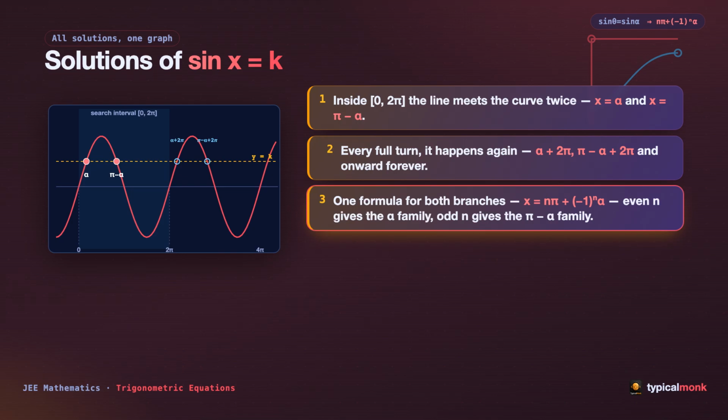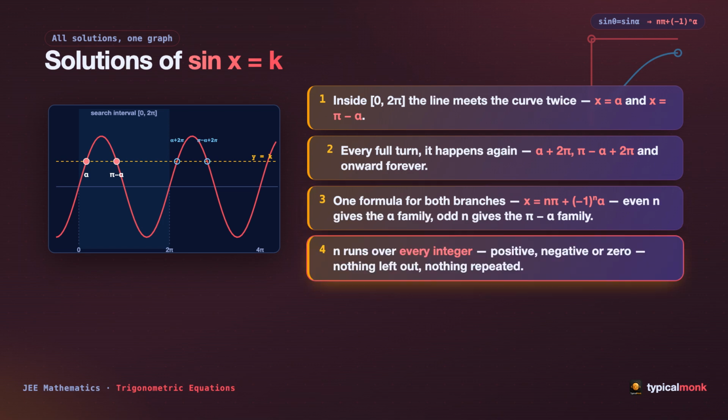X equals n pi plus minus 1 raised to the power n times alpha. An even n hands you the alpha family. An odd n hands you the pi minus alpha family. And that letter n is free to be any integer at all, positive, negative, or 0. So nothing is ever left out and nothing is ever counted twice.